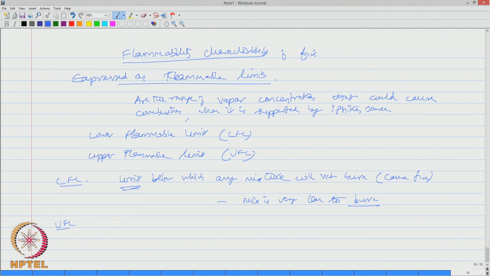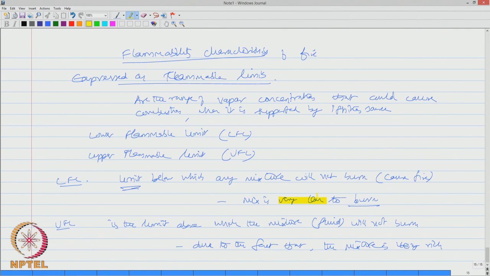Upper flammable limit is a limit above which the mixture or the fluid again will not burn. This may be due to the fact that the mixture is very rich. So, if you have a mixture which is very lean, it can result in lower flammable limit. If you have a mixture which is very rich in concentration, it can land up in upper flammable limits. So, it is between these two limits that mixtures or fluid will catch fire.